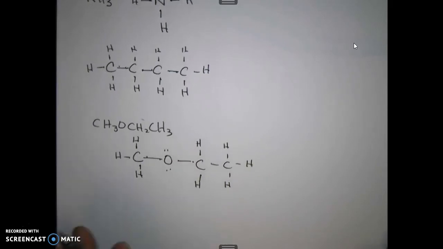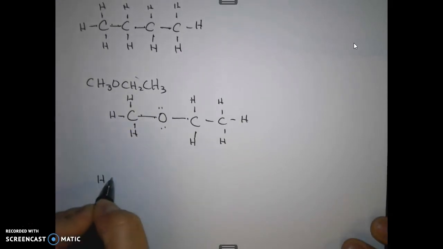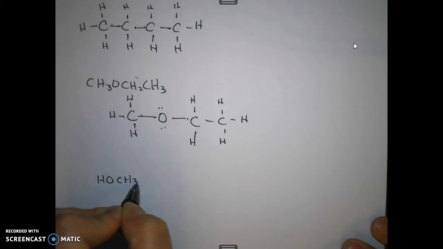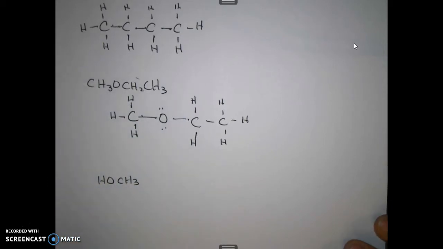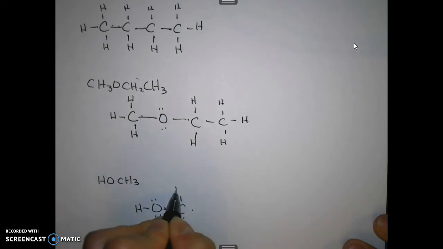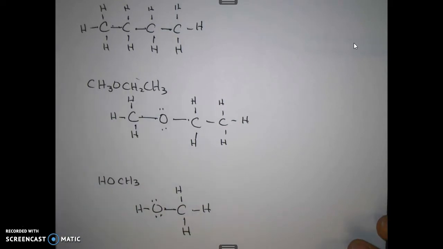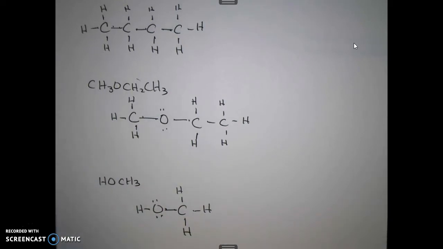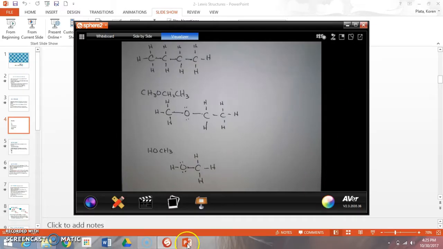And then finally, we had methanol, but I wrote it HOCH3. So again, oxygen 2 pairs and 2 lone electrons, carbon 4 singles. So we're going to have a bond there, and 1 hydrogen to the oxygen and the other 3 hydrogens to the carbon. So you've got those pairs. So hopefully that's what your structures wound up being. All right, so back to the PowerPoint now.